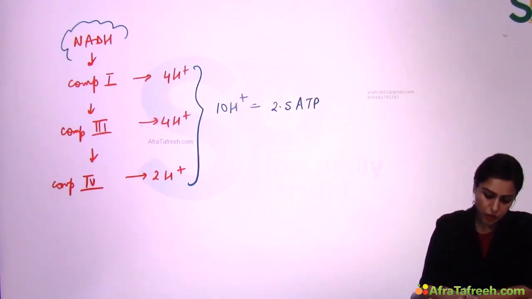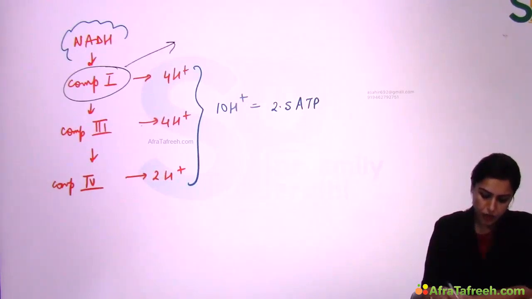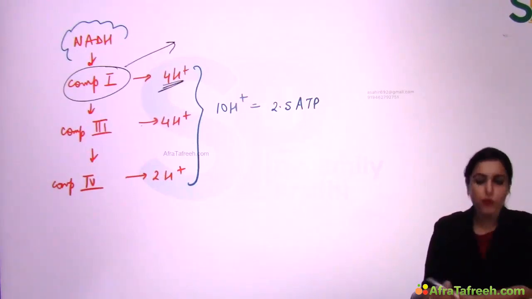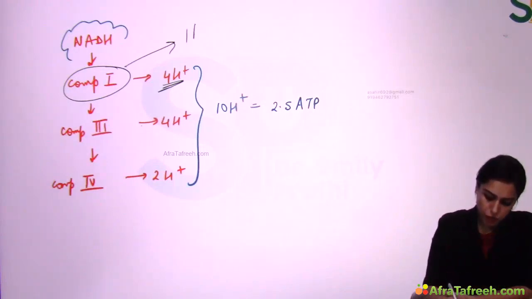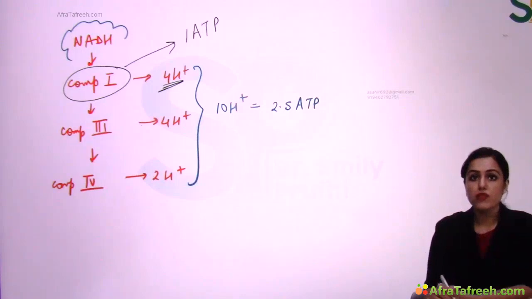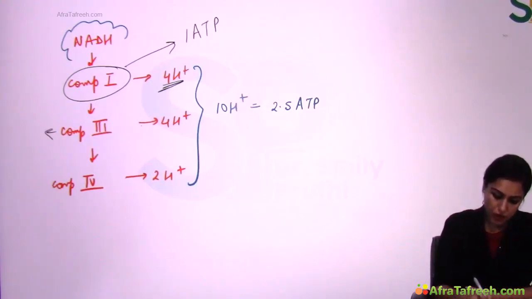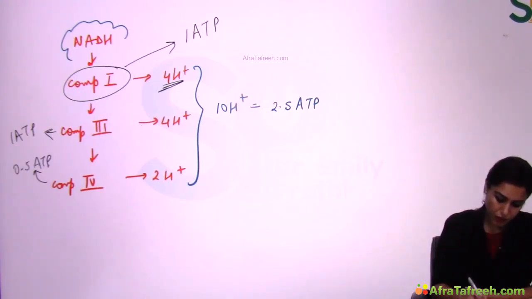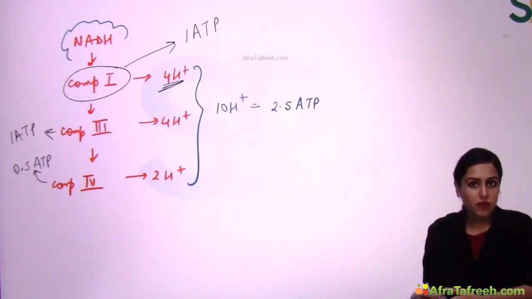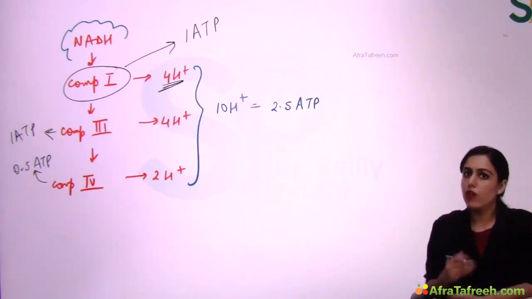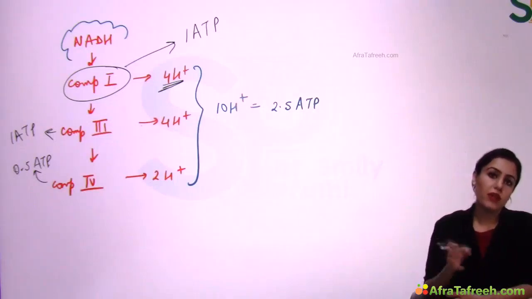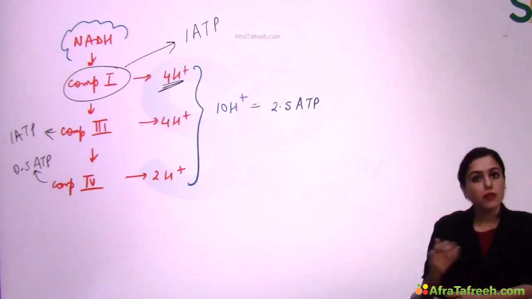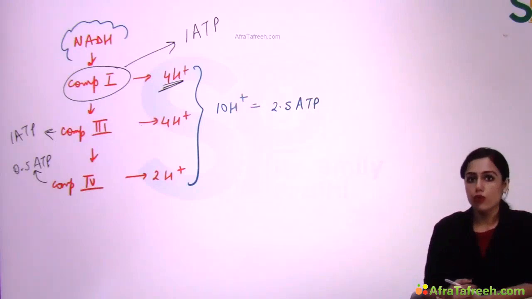So tell me, how many ATP will complex 1 give? That is, 4 protons give how many? See, if 10 protons are giving 2.5, that means 4 protons are giving 1 ATP. So complex 1 is responsible for giving 1 ATP. Complex 3 is also giving 1 ATP. But complex 4 is giving 0.5 ATP. So total is 2.5. This way, if they ask you, be careful what they're asking. If they're asking about NADH, NADH is 2.5 ATP. But if they ask about complexes, then be careful which question they're asking. Accordingly, you have to answer.